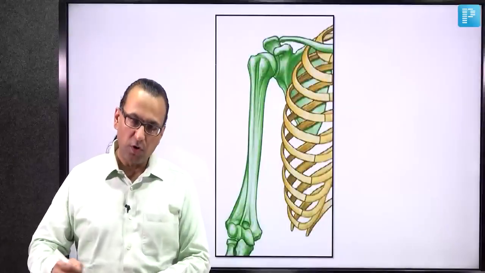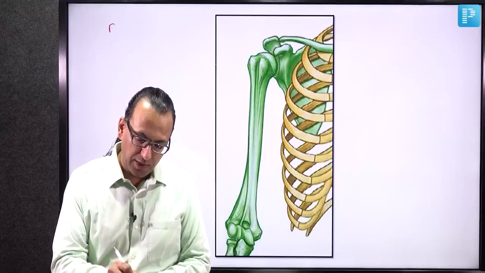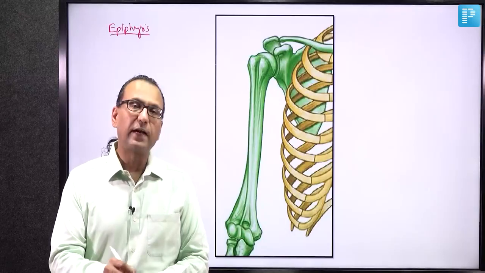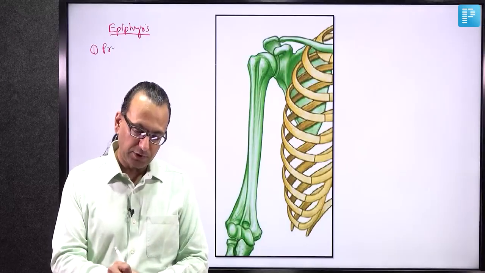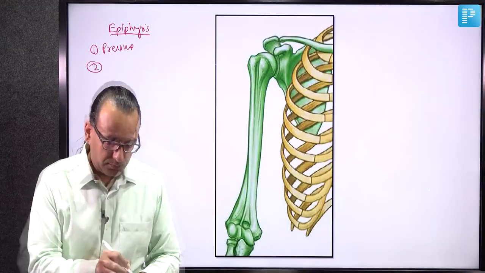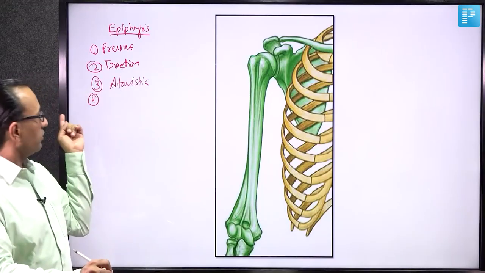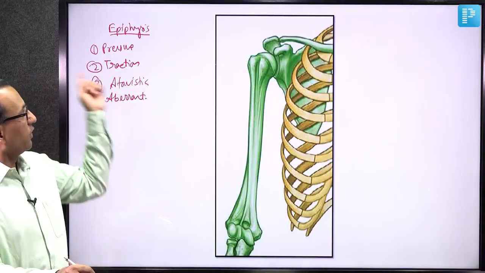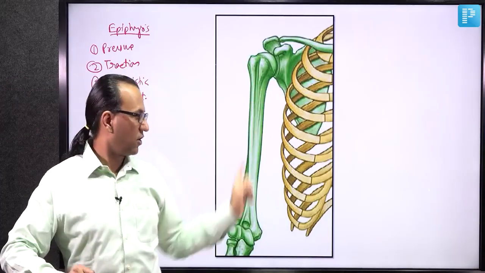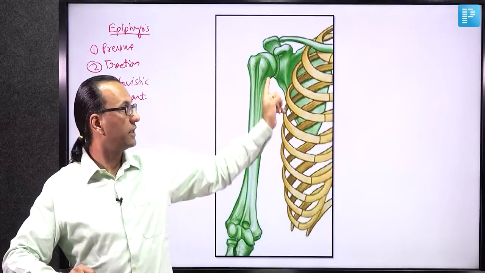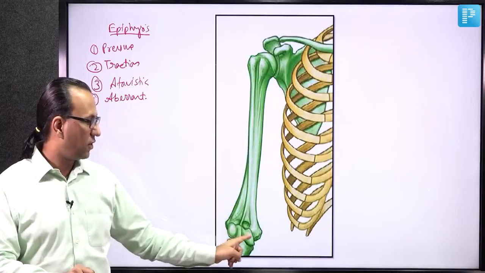Here in this diagram, we are going to talk about the various types of epiphyses, which are generally classified as the pressure epiphyses, or that could be the traction epiphyses, or it could be the atavistic epiphyses, and also the aberrant epiphyses. Now, the pressure epiphyses are under the pressure of the weight transmission. For example, you can see the head of the humerus and the condyle of the humerus.